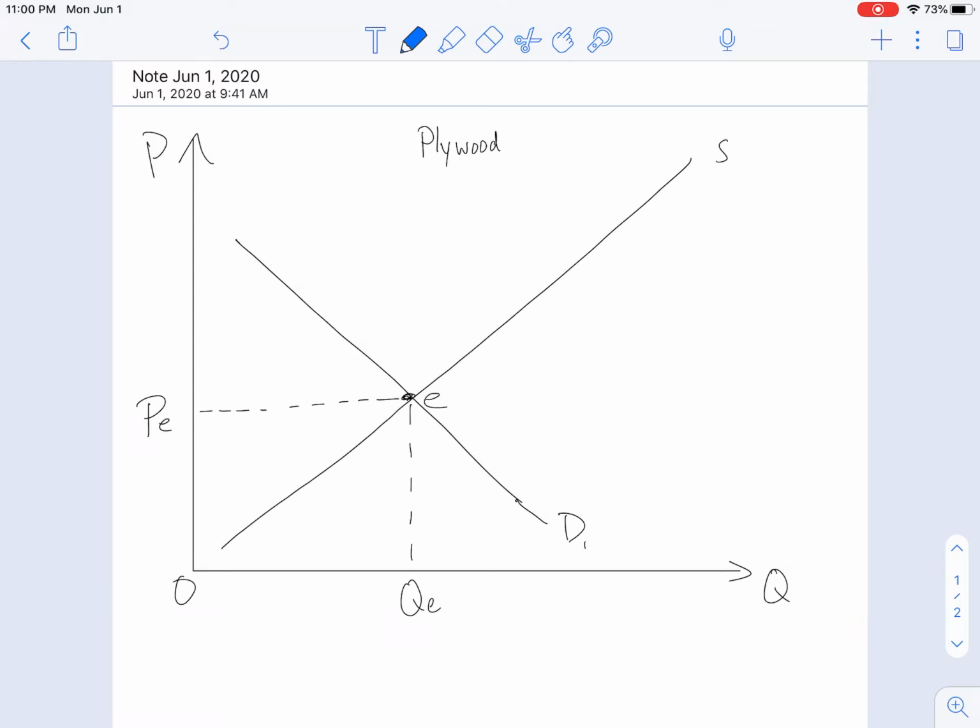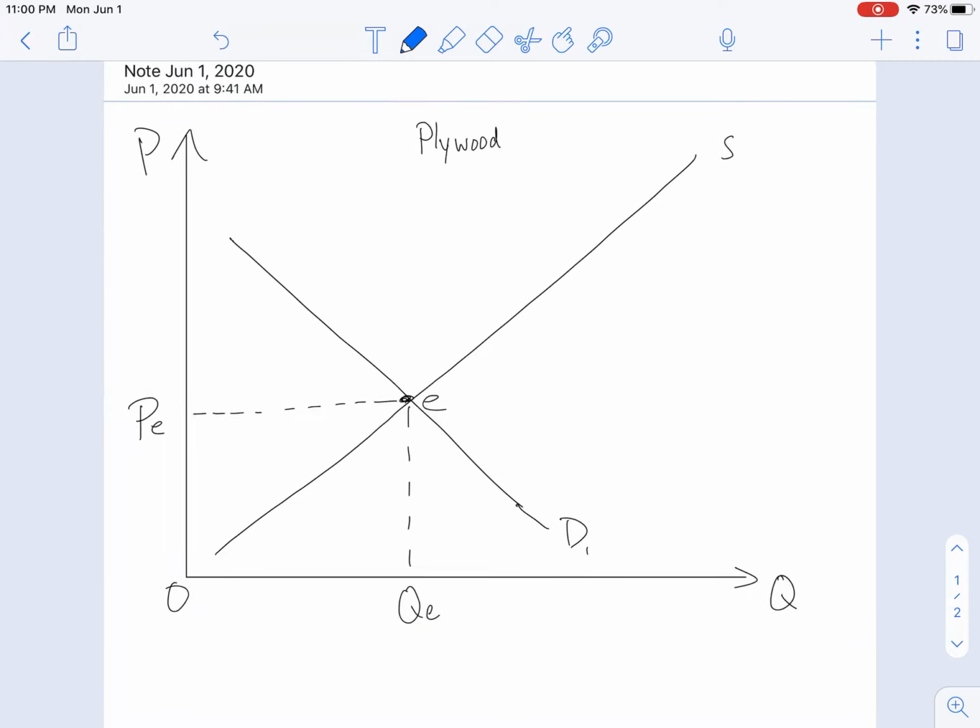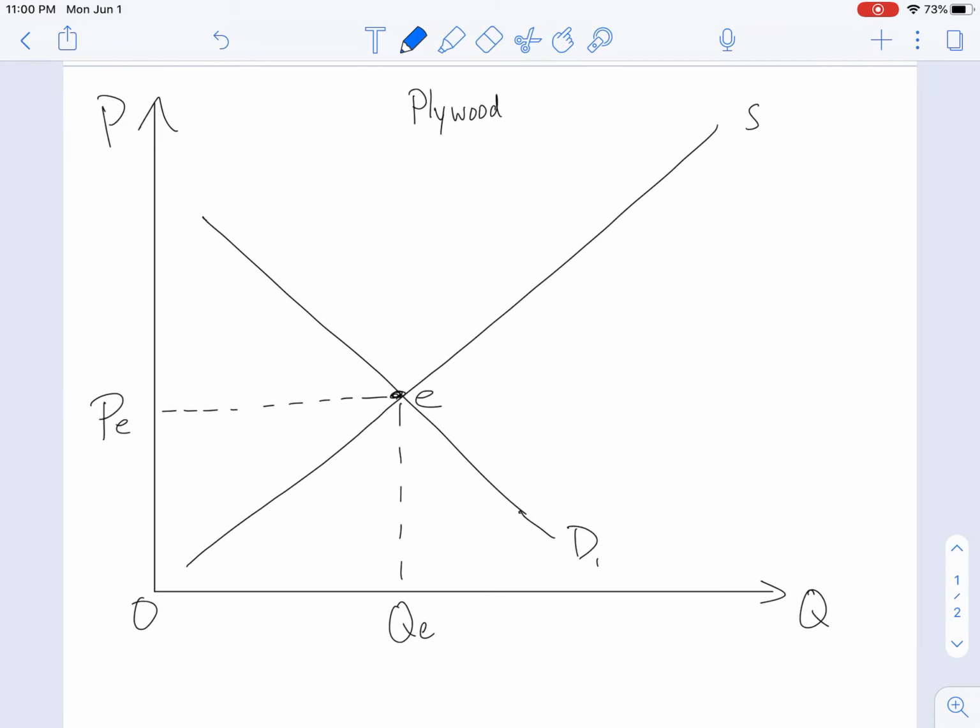Hey everyone, I want to do one example with you. I really like the way the Marginal Revolution University stuff goes through this, but I like to do this one example that pulls together a lot of the separate things that they've talked about. So I want to think about the market for plywood, and maybe specifically the market for plywood in a coastal town in South Carolina. Right?